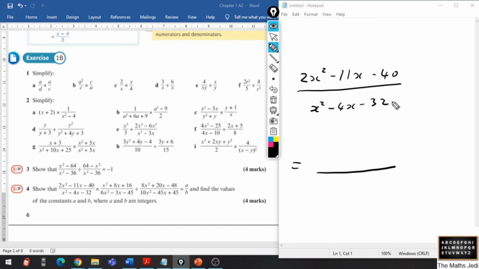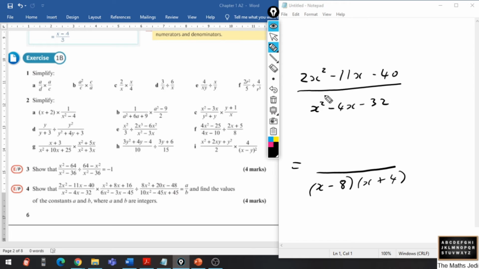If you look at 32, we're looking for factors of 32 that add to make minus 4. So we can get those quite quickly. Again, if you're not particularly great at factorising, I would suggest you definitely do need some practice. Make sure you're giving yourself a good understanding of these things, because obviously if you can factorise well, you can do these questions quite quickly. So the bottom factorises as x minus 8, x plus 4. Let's do the top now.